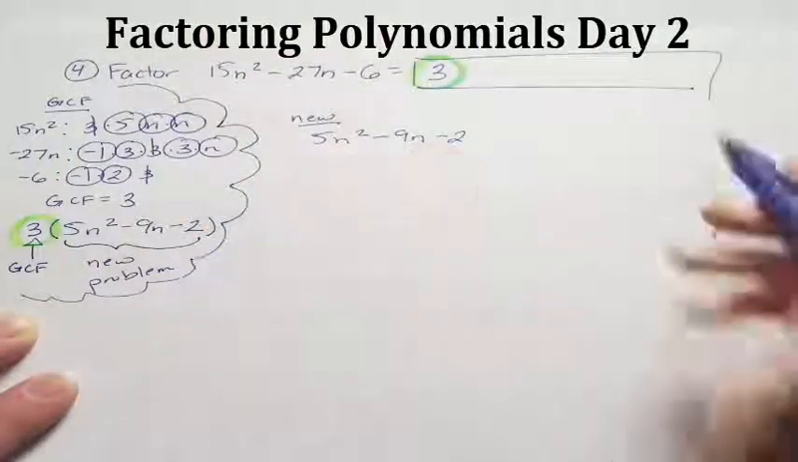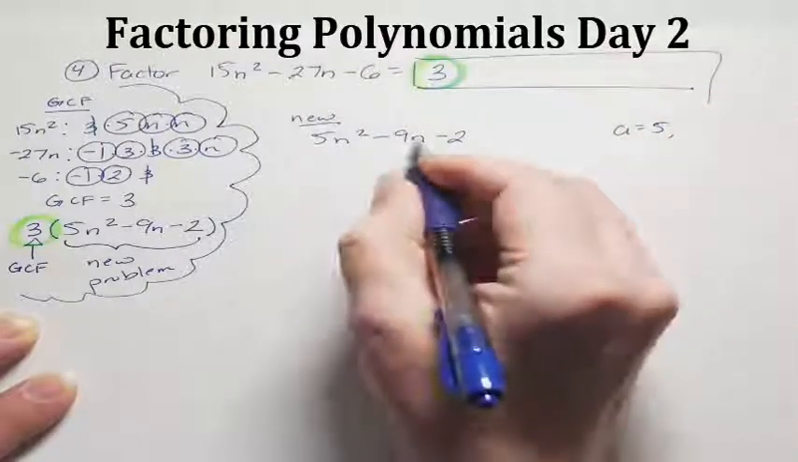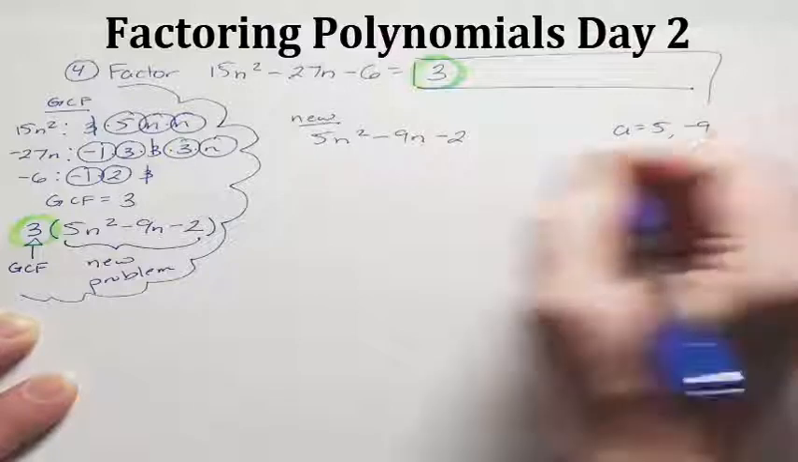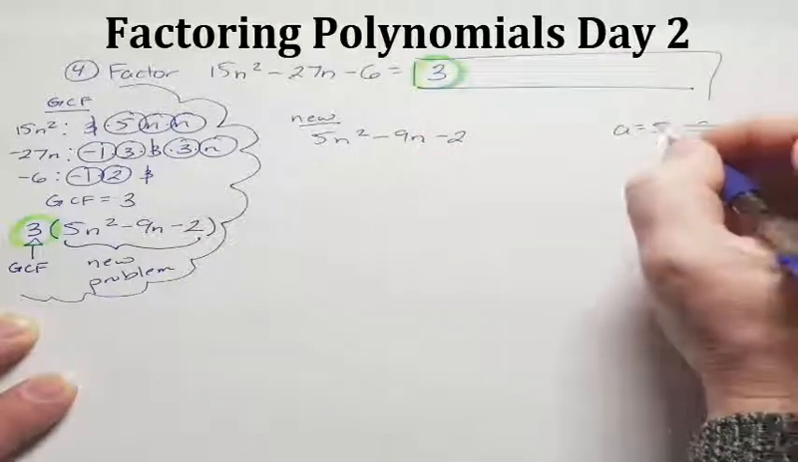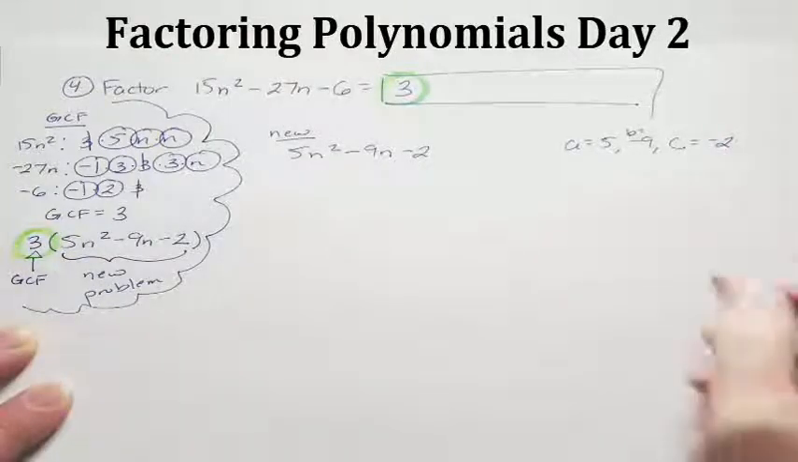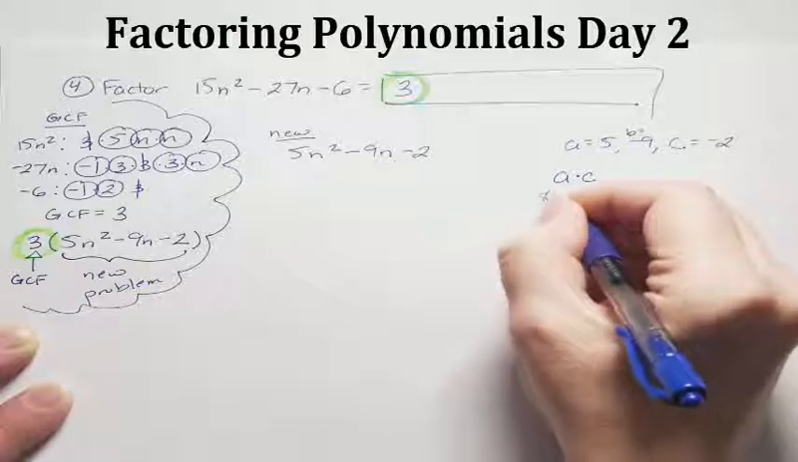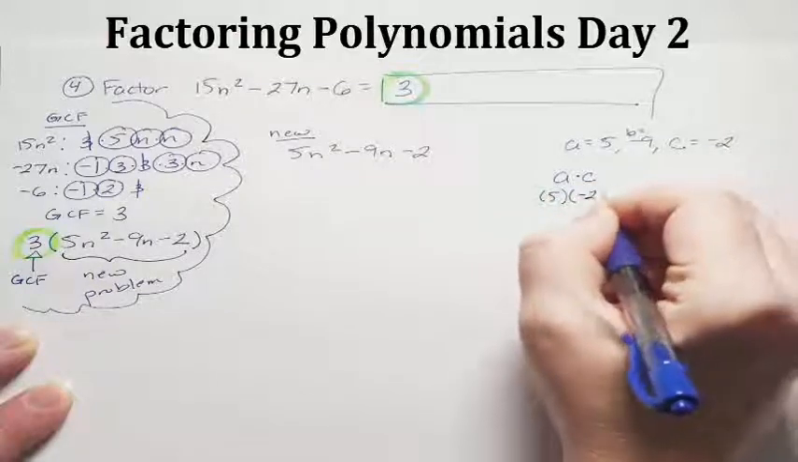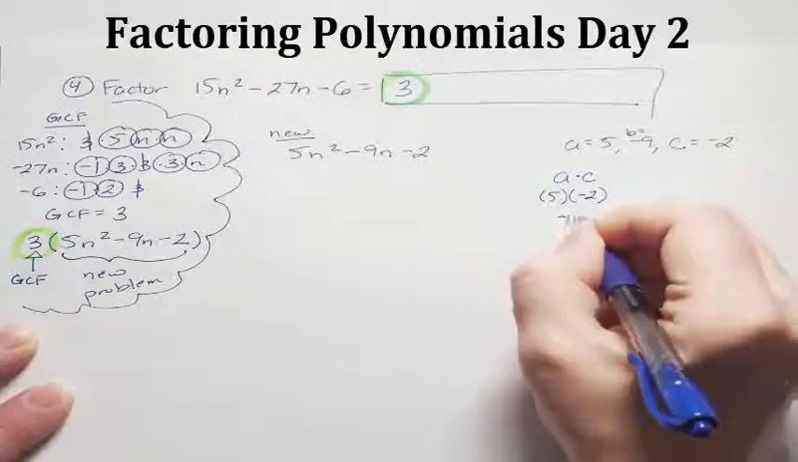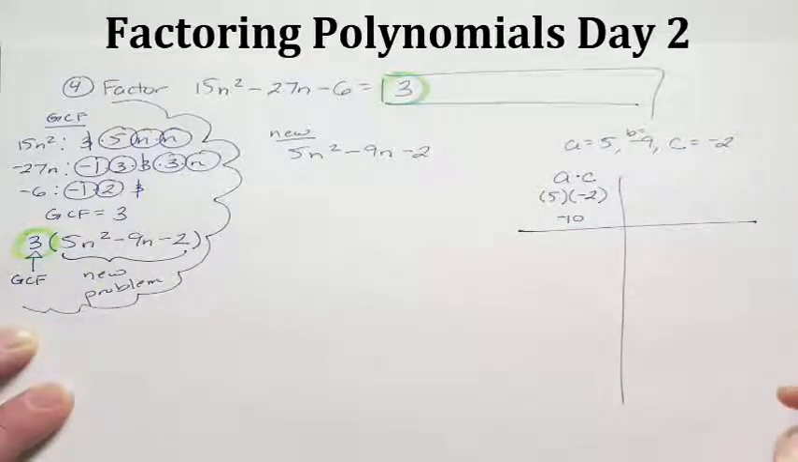So new baby problem, I need my a, which is 5, my b, which is a negative 9, and I need my c, which is a negative 2. So now I need to come up with my lists. I'm trying to find all the ways to multiply together to get what a times c is. A is a 5, c is a negative 2. 5 times negative 2 is a negative 10. So I need to come up with all the ways to multiply together to give me a negative 10.